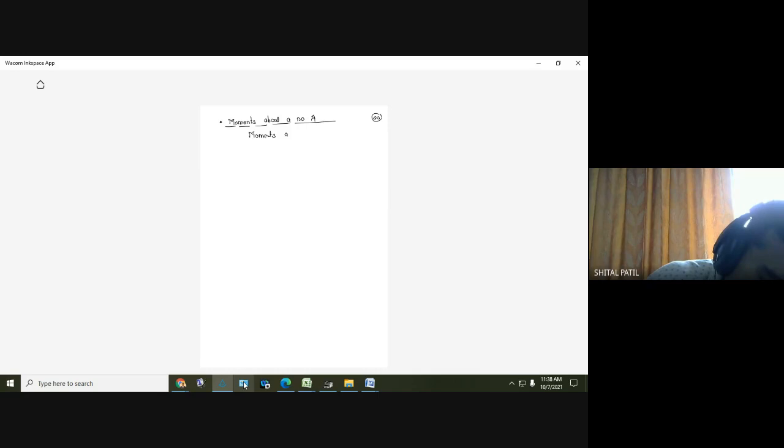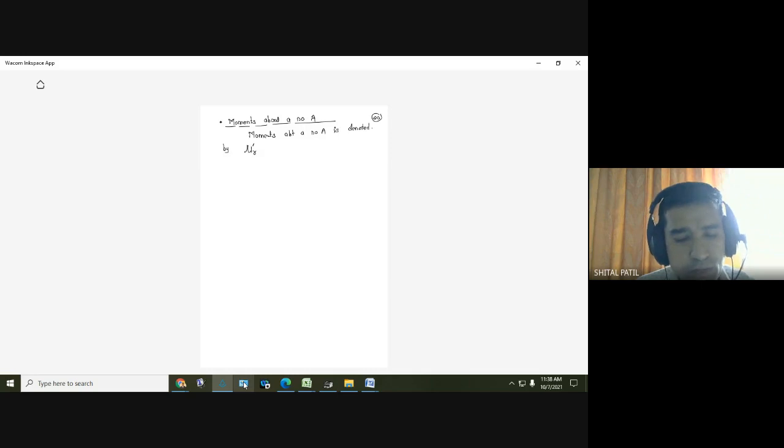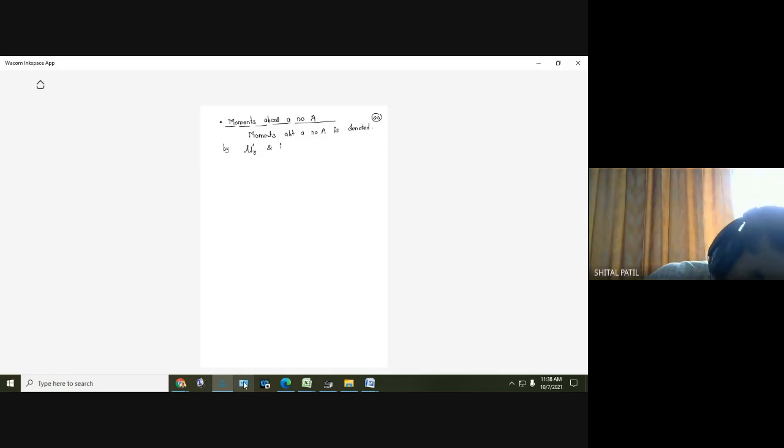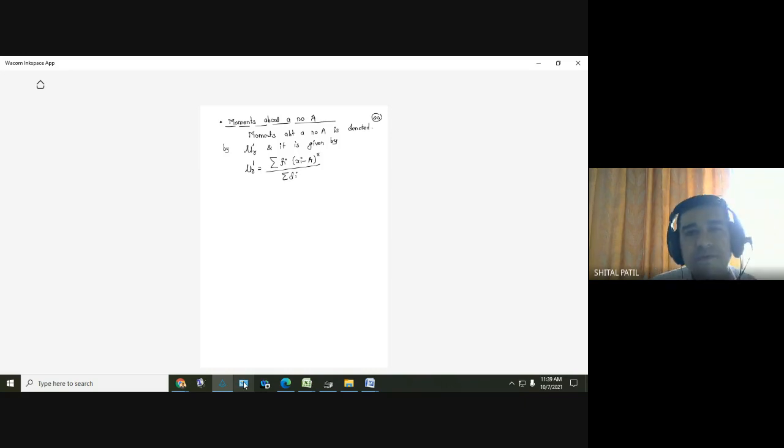Moments about a number A is denoted by mu r dash for the moment about number A, and it is given by mu r dash equal to summation of fi xi minus, before we had written x bar, now we have to write A, raised to r, divided by summation of fi.